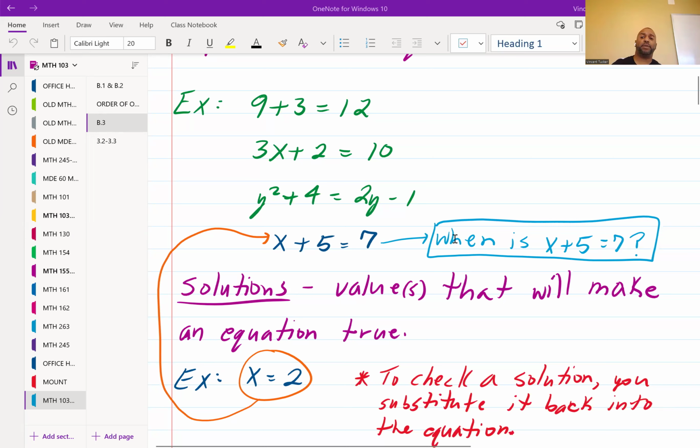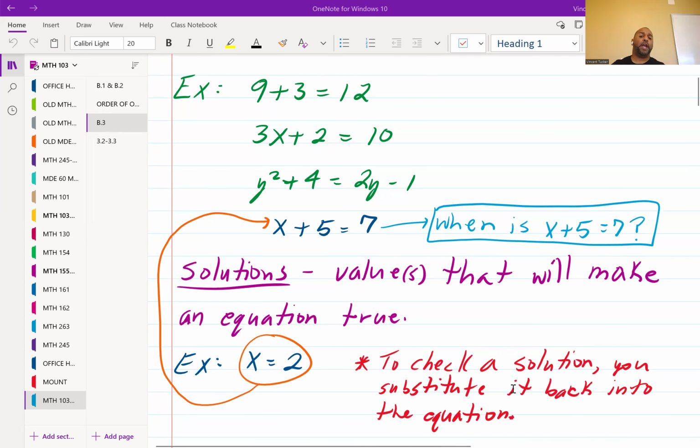So when is x plus 5 equal to 7? When x is equal to 2. And you see my little red statement right there. If you have anything that you believe is a solution, you can always plug it back into the equation to see if it makes a true statement. Like I said, 2 plus 5 is equal to 7. And of course, if you've never dealt with solving equations before, we're not going to be sitting around here guessing what the solution is. There's a process, but I'm just giving you an example of what a solution is. It's a value that will make your equation true.